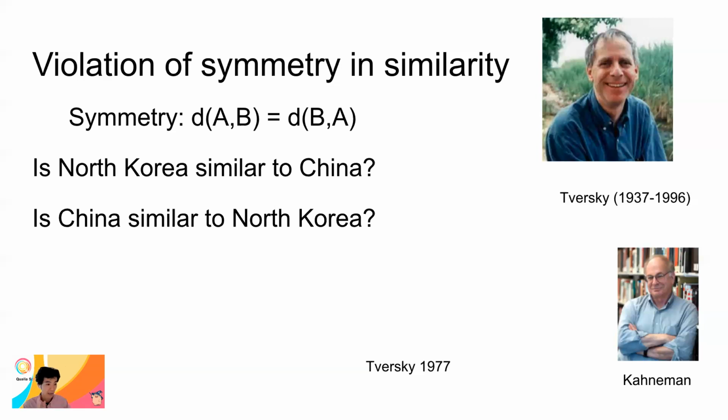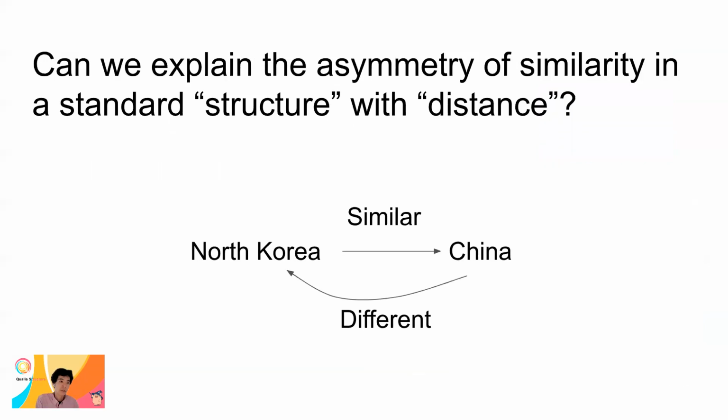And this has been empirically shown many times. For the first kind of question, yes. For the second kind of question, no. So this means that there is an asymmetry in similarity judgment. North Korea to China is similar, but China to North Korea is dissimilar. It's almost like the energy consumption of climbing up a hill, right? Going uphill is difficult, but coming back from the hilltop to the bottom is easy. But this is not the kind of distance that we usually think of.